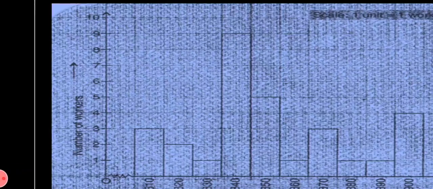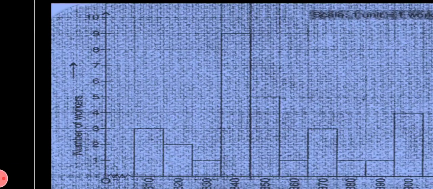Now, after writing this, we will write the scale on the right hand side corner: 1 unit on y-axis equals 1 number of workers, 1 worker also. Now you will draw the rectangles, or you can say bars, and those bars should be continuous. There should be no gap between the bars.